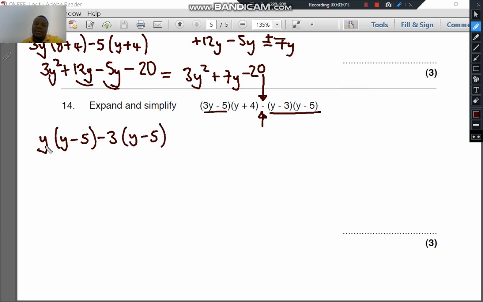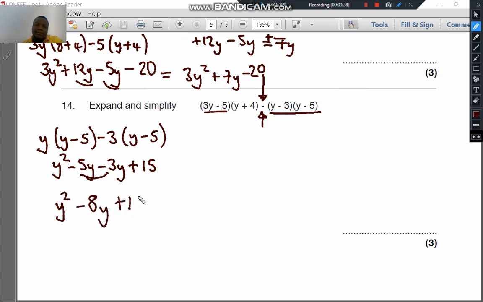If we expand this, we are going to say y times y gives us y squared, y times negative 5 gives us negative 5y, negative 3 times y gives us negative 3y, and then negative times negative gives us positive, and then we've got the 3 times 5, which is 15. These are like terms here. By now you should be used because this has been a series of videos. So this is going to give us y squared minus 8y plus 15.